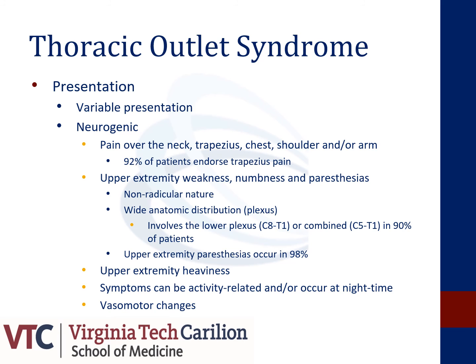Of clinical importance is that the sympathetic chain originates at the T1 level, and when TOS impacts the C8 and T1 nerve roots, there can be dysfunction in the sympathetic signaling to the upper extremities. In addition to pain, there is upper extremity weakness, numbness, and paresthesias. This occurs in a non-radicular nature. That is important to note. There can be upper extremity heaviness. Their symptoms can be activity related or occur at nighttime. And again, there may be some vasomotor changes as well.